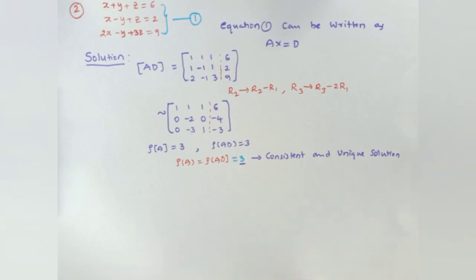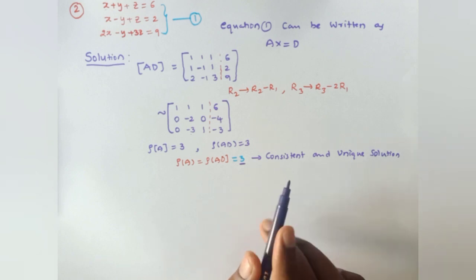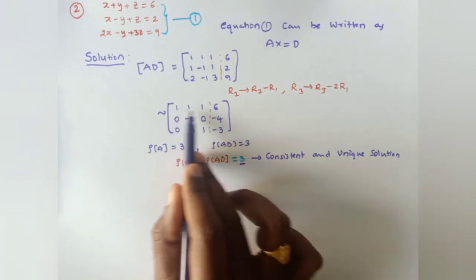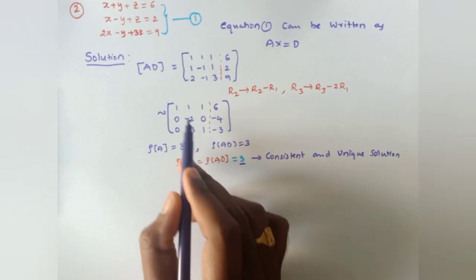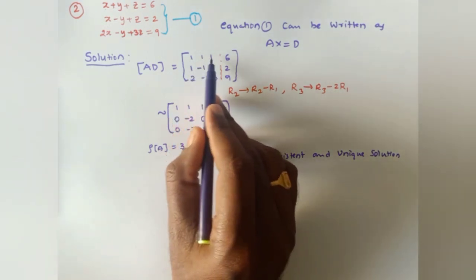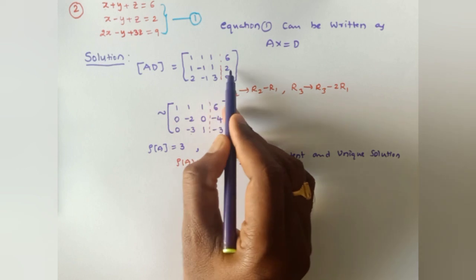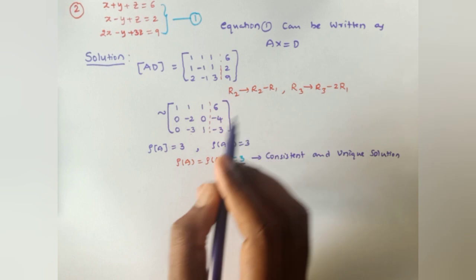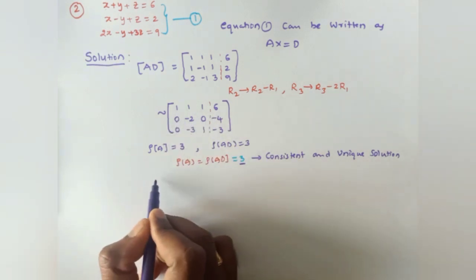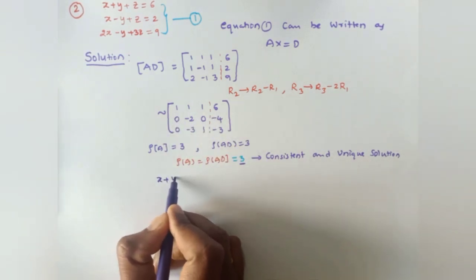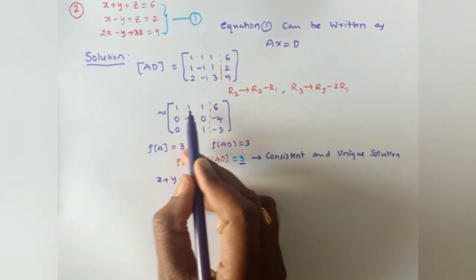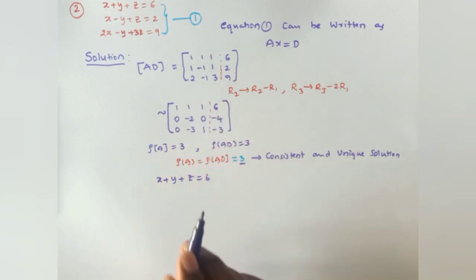Now to find out the values of x, y, z, we need to write the system of equations after the elementary transformations. So by using this system you need to write the equations. Now this is nothing but x plus y plus z equals 6, x minus y plus z equals 2, and 2x minus y plus 3z equals 9. After elementary transformation, the system becomes like this: x plus y plus z is equal to 6, meaning 1 into x plus 1 into y plus 1 into z equal to 6.